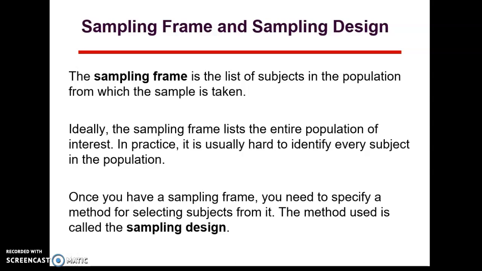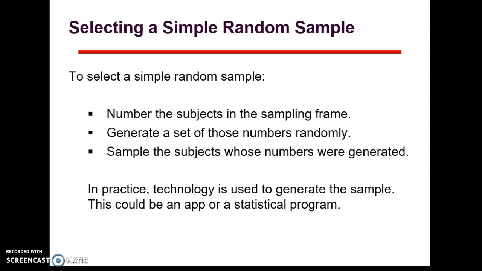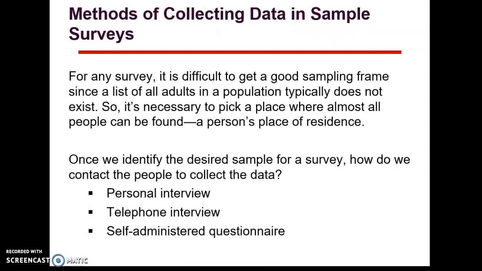Now that you know your sampling frame, you need a method so that you can select subjects from it, and that is a design. So we want a random sample, and we call that a simple random sample. It's the basic one. One way of doing it is to number all the subjects and randomly pick a number in some way, and that ensures that you have a random sample. So we use technology to do that oftentimes. So you can do things like a personal interview, a telephone interview. Telephone interviews, you can split up into cell phone and landline, and self-administered questionnaires.